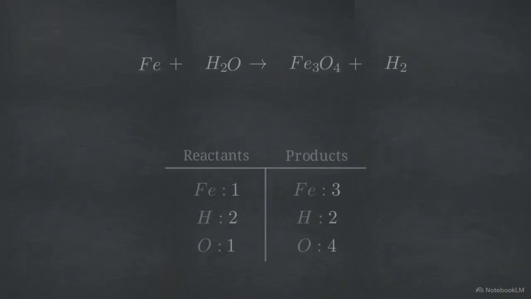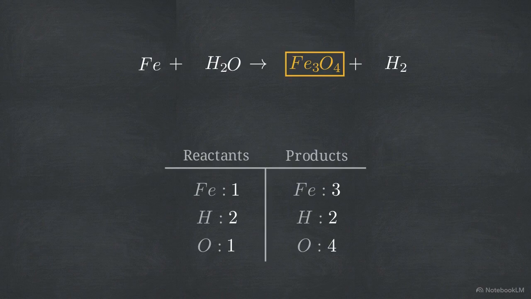We start balancing by targeting the most complex molecule on the board. Here, that's the iron oxide on the product side. It contains 4 oxygen atoms, while our reactant side only has the single oxygen atom trapped inside the water molecule. Since our boundaries are locked, our only tool is a whole number coefficient, a large 4 placed directly in front of the entire water molecule. We cannot simply write H2O4 inside the box to force a balance. That would invent a completely different, unstable chemical. We can only change the quantity of water molecules we have.